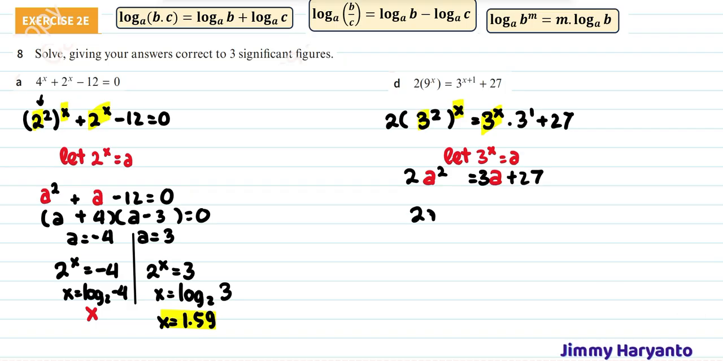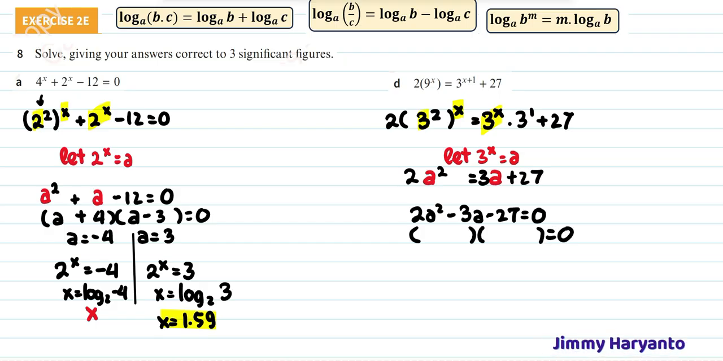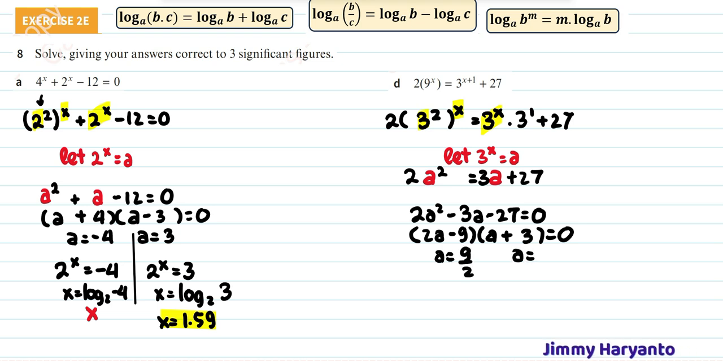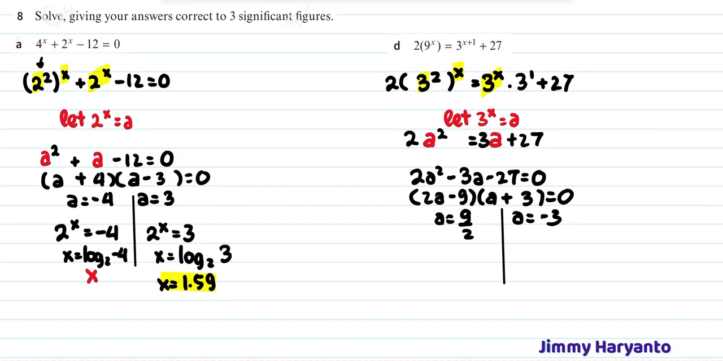Okay, I will move all of the right hand side into the left hand side like this, and then you factorize it, 2a and a, so it is 9 and 3, 9 right here, 3 right there, minus and plus, a equals 9 over 2, a equals negative 3. Okay, and then revert back to this one. 3 to the power of x equals 9 over 2, and 3 to the power of x equals negative 3.